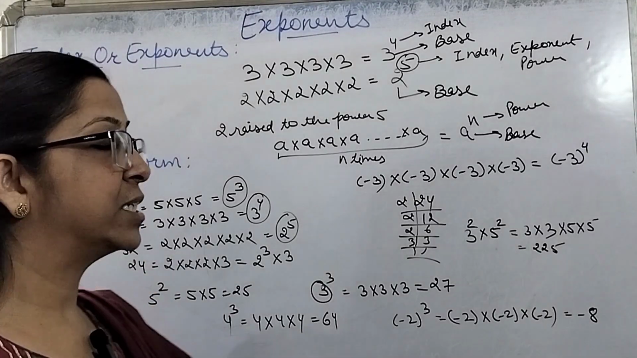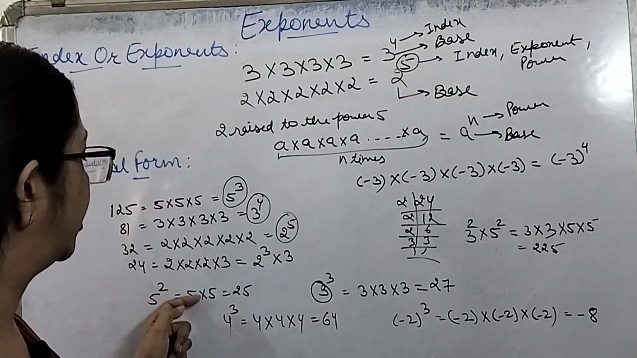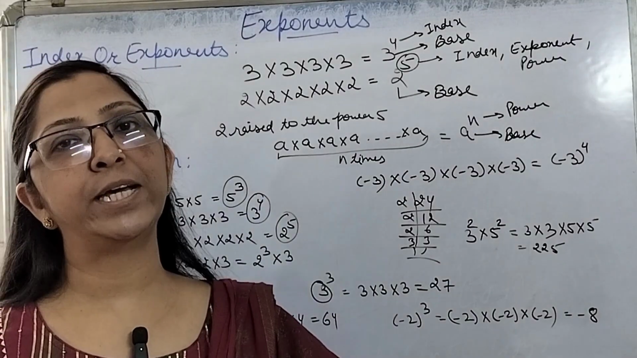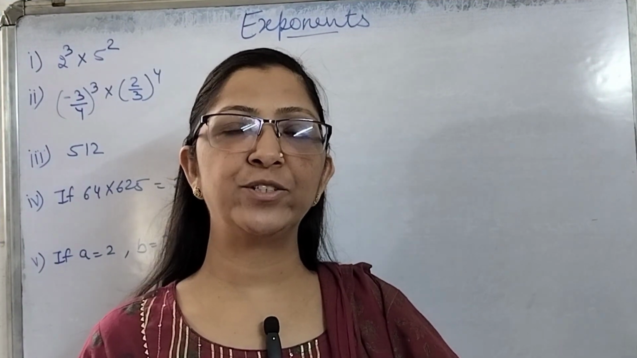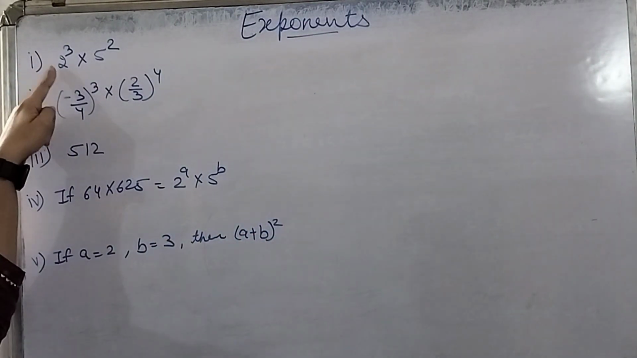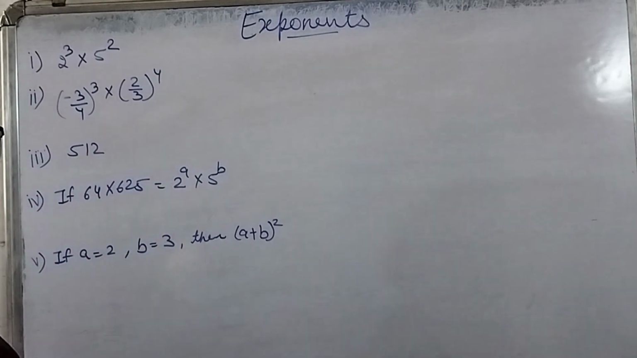If any number is given to us in exponential form, we can simply find the value of that particular number. Now let's understand some questions related to it. So over here, if we have to find the value of 2 raised to the power 3 into 5 raised to the power 2, what will the value be?